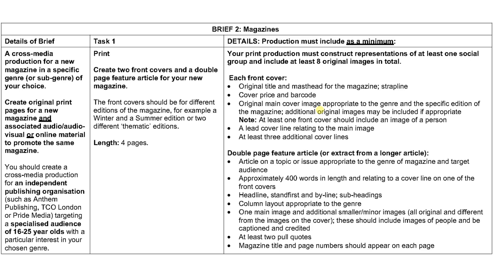You'll be producing a cross-media production. That means you'll be doing a bit of print, but also a secondary project, which is either a podcast or a YouTube video. So a bit of video, a bit of audio. So you're doing a cross-media production for a new magazine in a specific genre or subgenre of your choice. Genre obviously being French for type. Subgenre is a subtype. So a genre of magazine, for example, is lifestyle magazine, and a subgenre of that might be men's fashion.